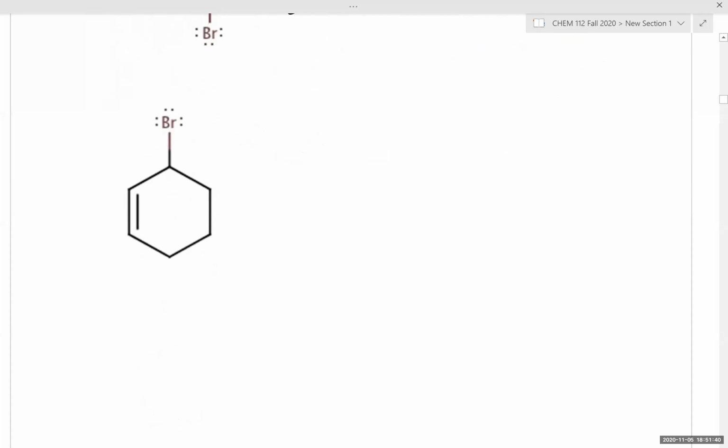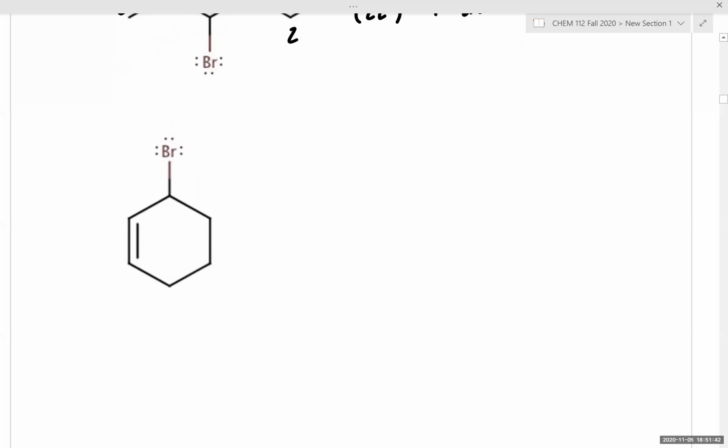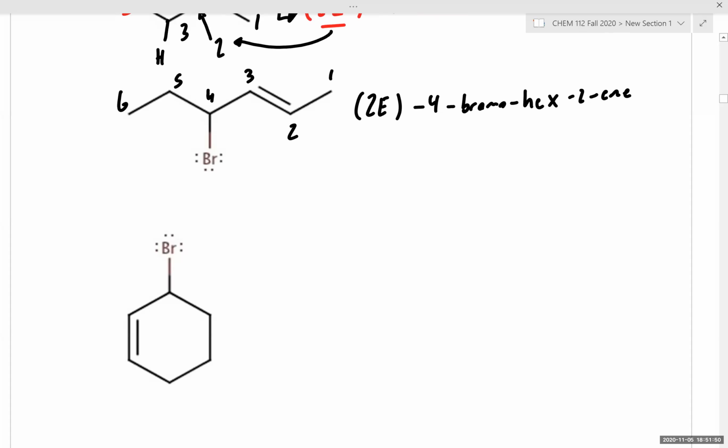So let's look at the next example. And let's try to name the following cyclic alkene. Remembering that you can only count clockwise or counterclockwise, and you number in a way to give the lowest locant number to the alkene. So we have in the chat a proposed name of 3-bromo-cyclohex-1-ene.